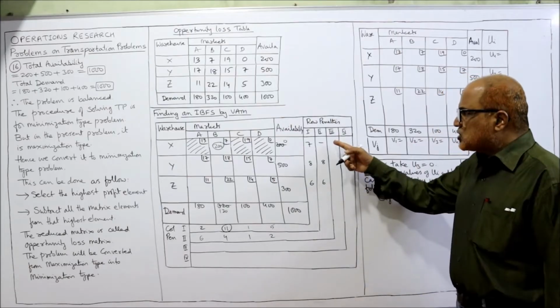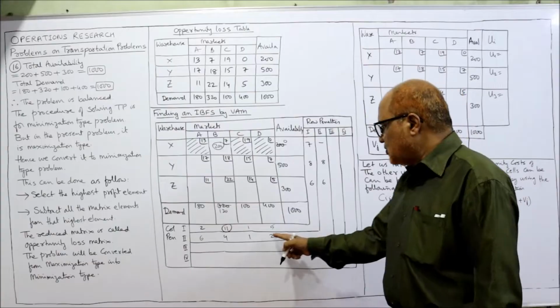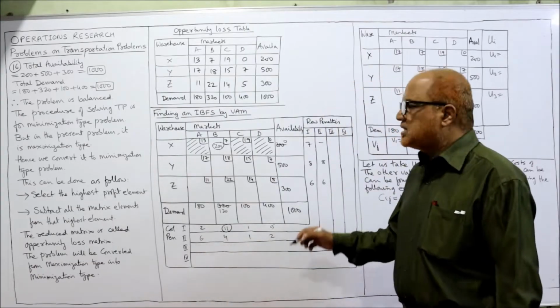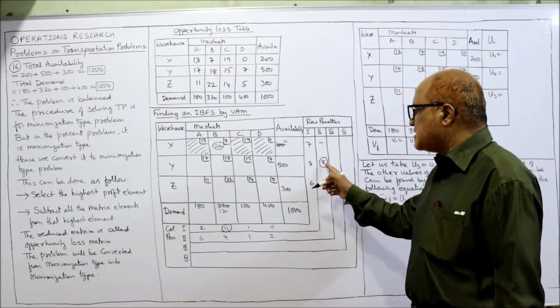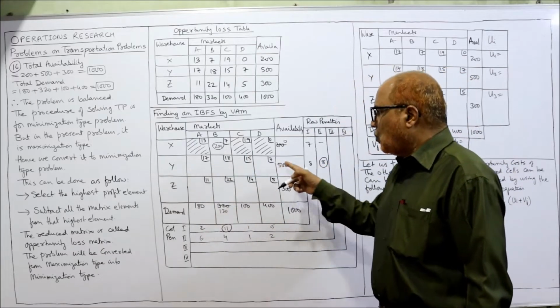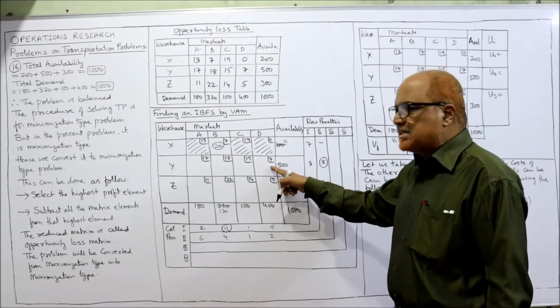Now see what is the highest penalty in the second penalties. 8, 6, 2, 1, 4, 6. So 8 is the highest. I am rounding off this 8. In which row we are getting this 8? Y row. What is the minimum cost? 7. So I am going to fill up this cell.